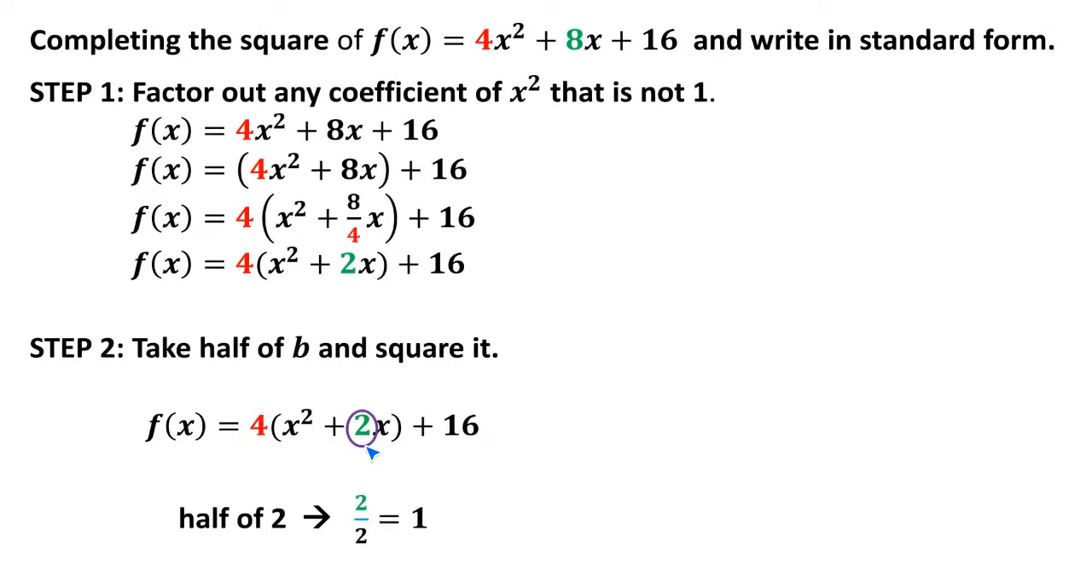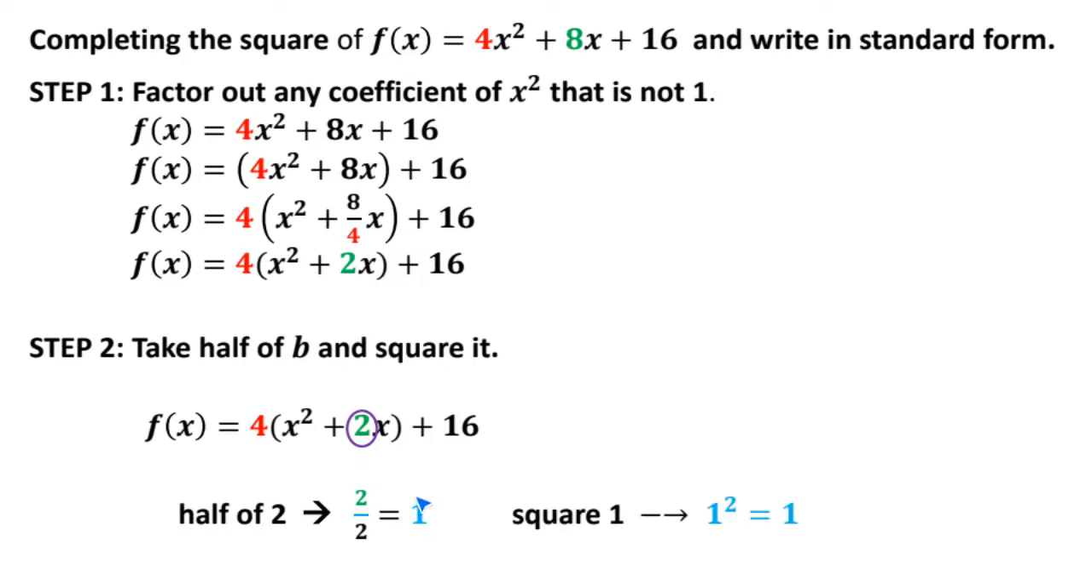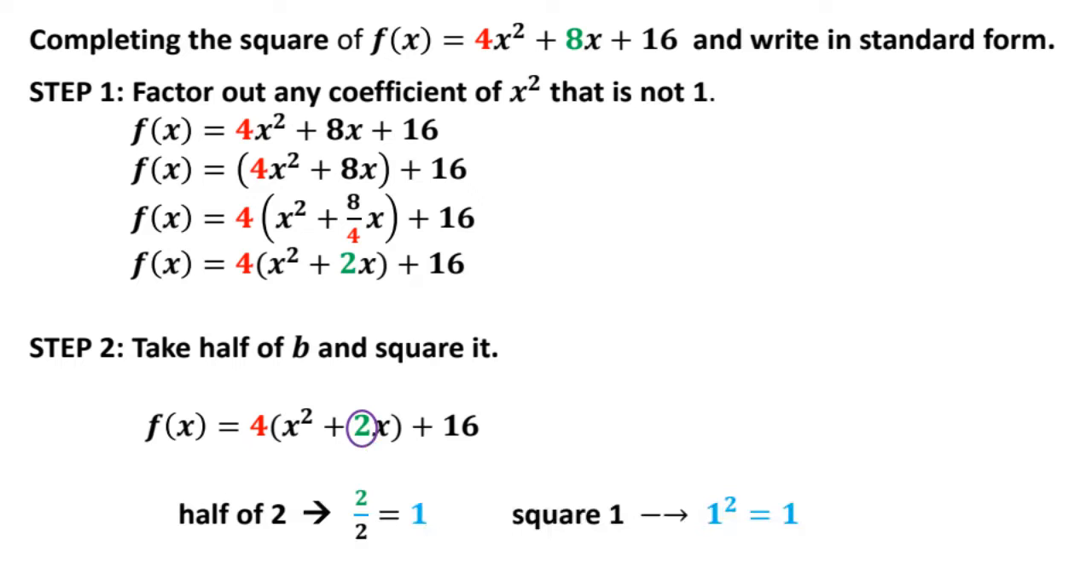So for step 2, we're going to take half of b. And remember that for b, it's always going to be the number that's in front of the x term. So here I have my x term. The number in front of that is a 2. So if we take half of 2, we're dividing by 2. So 2 divided by 2 gives me a 1. Okay, so that is your second step. Take half of b. Once you take half of b, then we're going to square it. So 1 squared is going to be equal to 1. And so that completes your step 2.